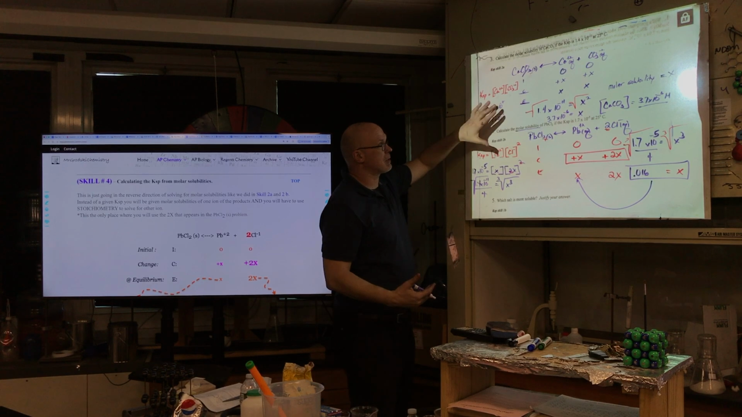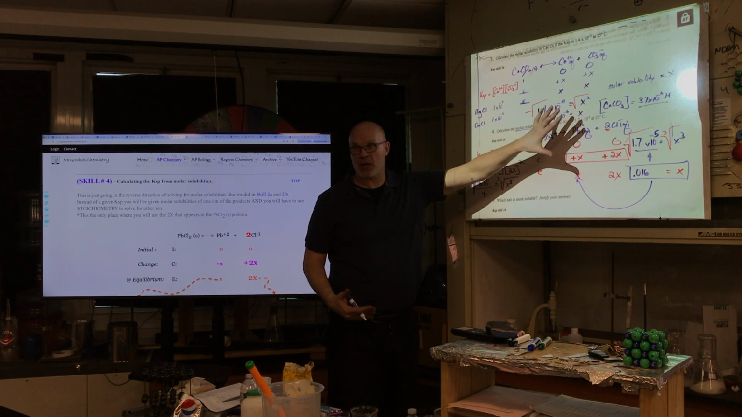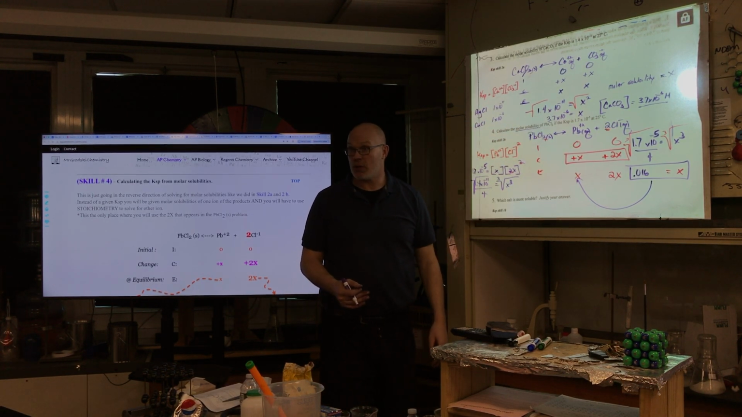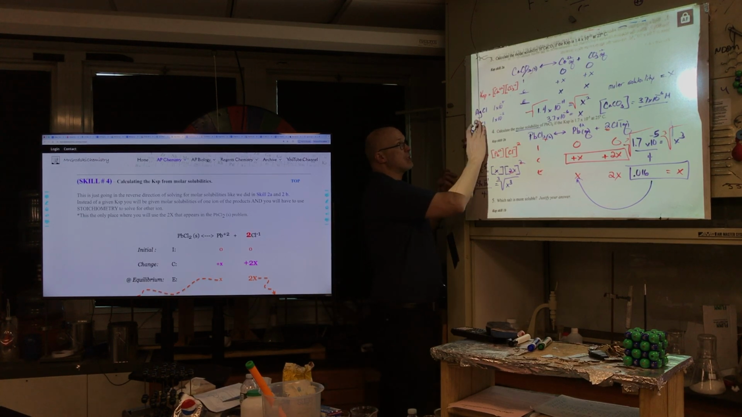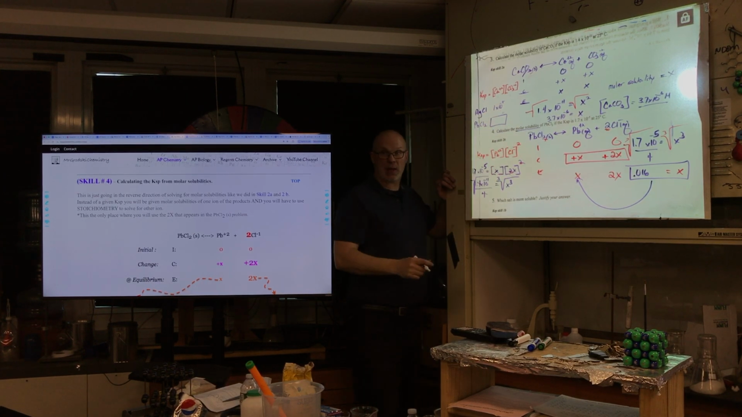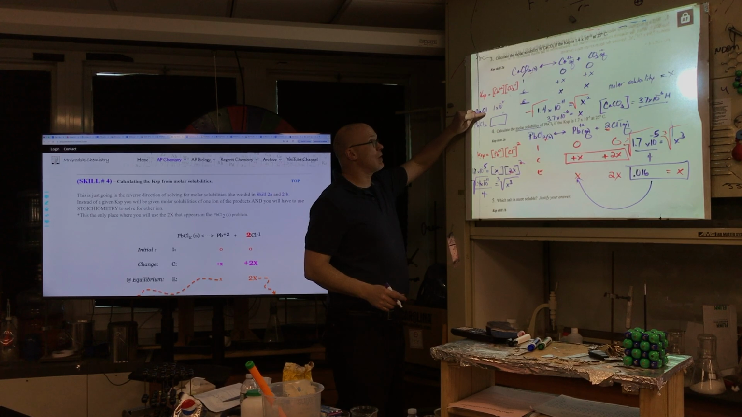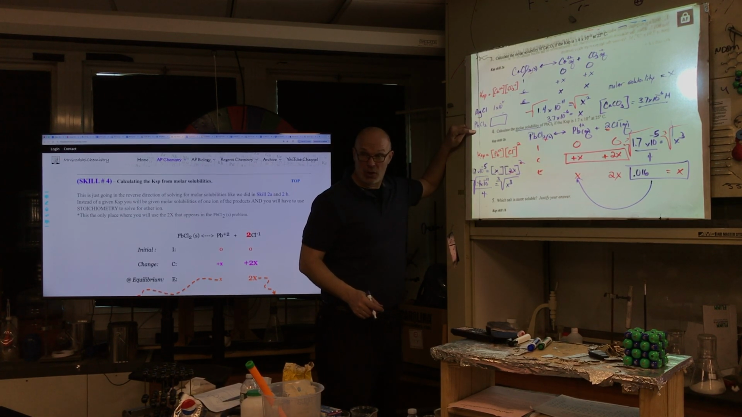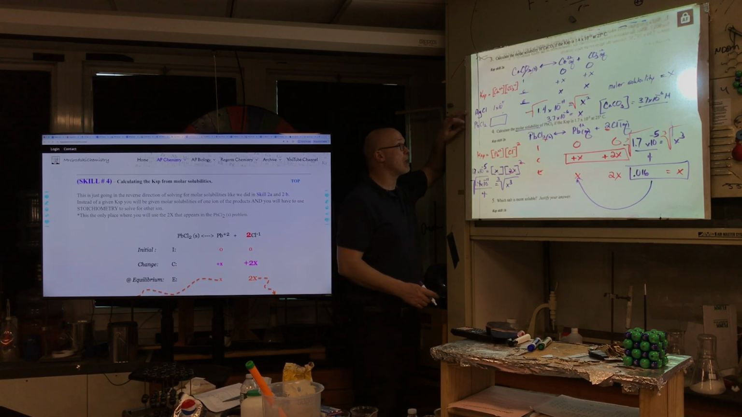So you may say, Mr. Grodsky, why did we do all this math to compare the solubilities? Because they have different ratios. If this is AgCl and this is PbCl2, you can't just look at the KSPs because they have different formulas. This is x squared equals KSP. This is 4x cubed. You have to solve for it if the ratios are different.